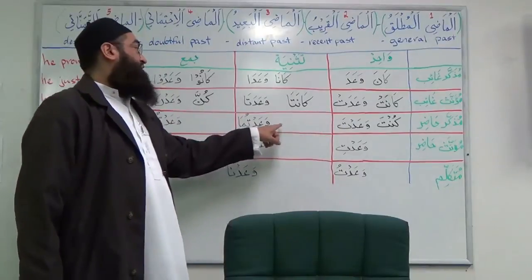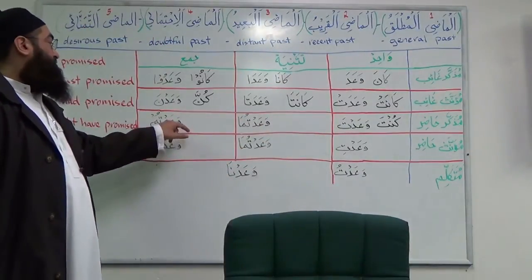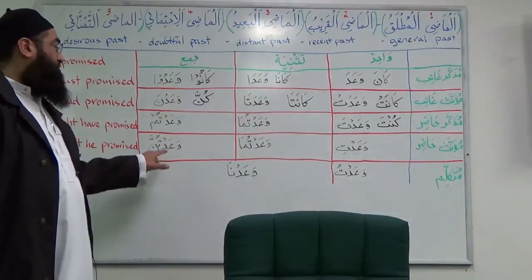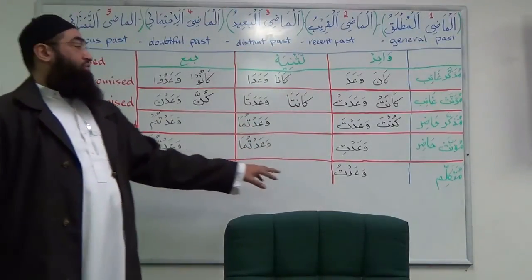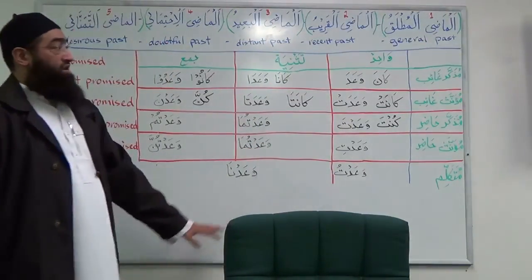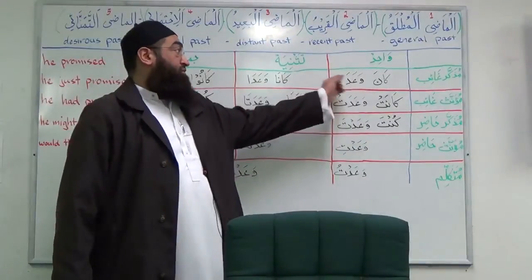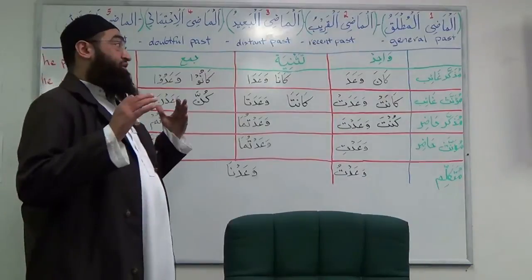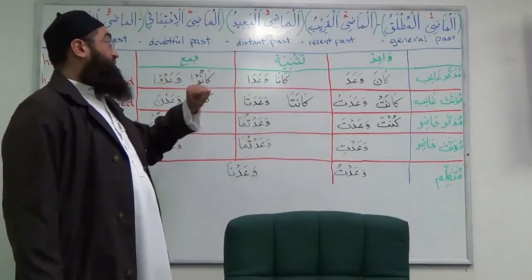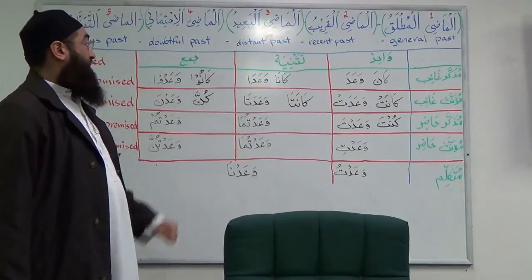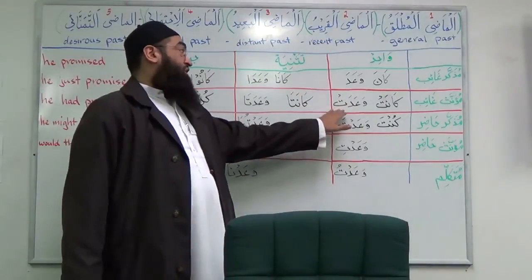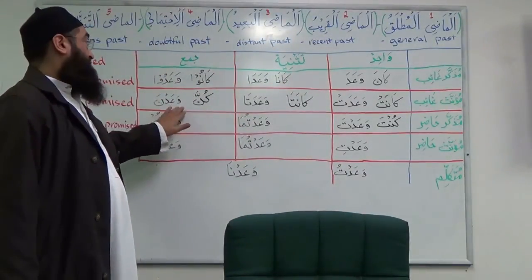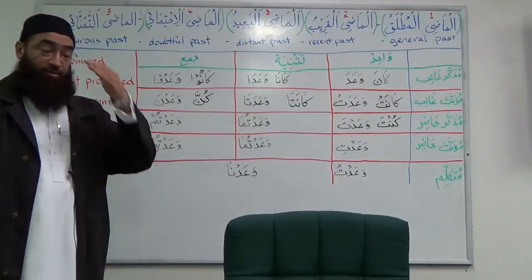Kunta wa'adta, kuntuma wa'adtuma, kuntum wa'adtum, kunti wa'adti, kuntuma wa'adtuma, kuntunna wa'adtunna, kuntu wa'adtu, kunna wa'adna. So that one man promised long time ago, those two men promised long time ago, all those men promised long time ago, that one lady promised long time ago, those two ladies promised long time ago, and then all those ladies promised.